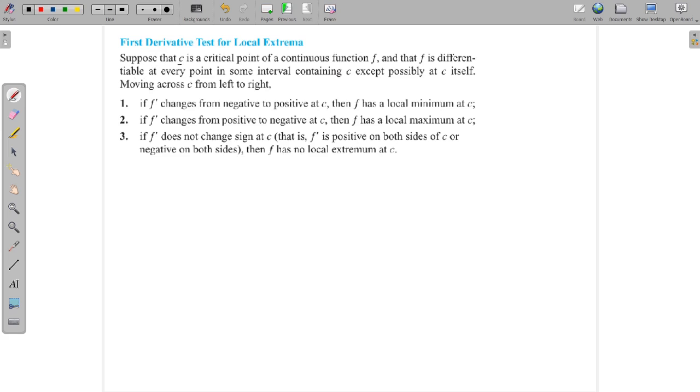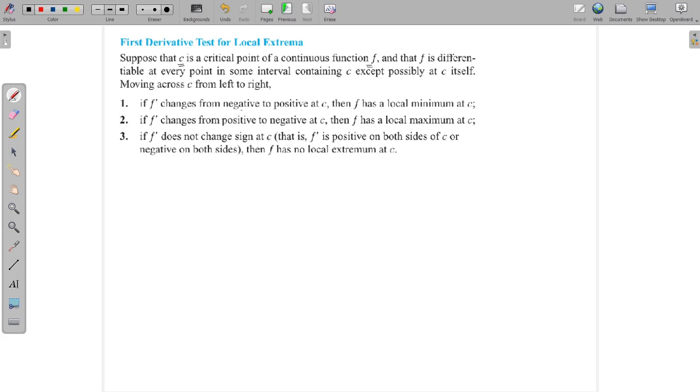Suppose that c is a critical point of a continuous function f, and that f is differentiable at every point in some interval containing c except possibly at c. So that means f need not be differentiable at c. Still we have this result.